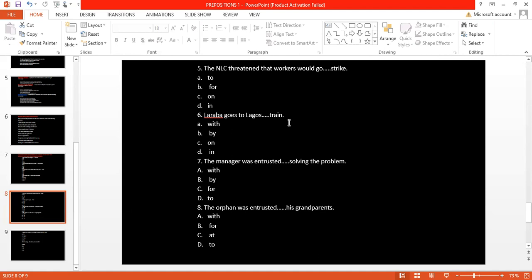This is what is called a fixed expression. Because it's fixed, you can't change it. There is only a particular preposition that will fit in. Okay? So you cannot change it. The orphan was entrusted dash his grandparents. Okay? The orphan was entrusted to his grandparents. All right? So you see the difference between number 7 and number 8. So take note of that.